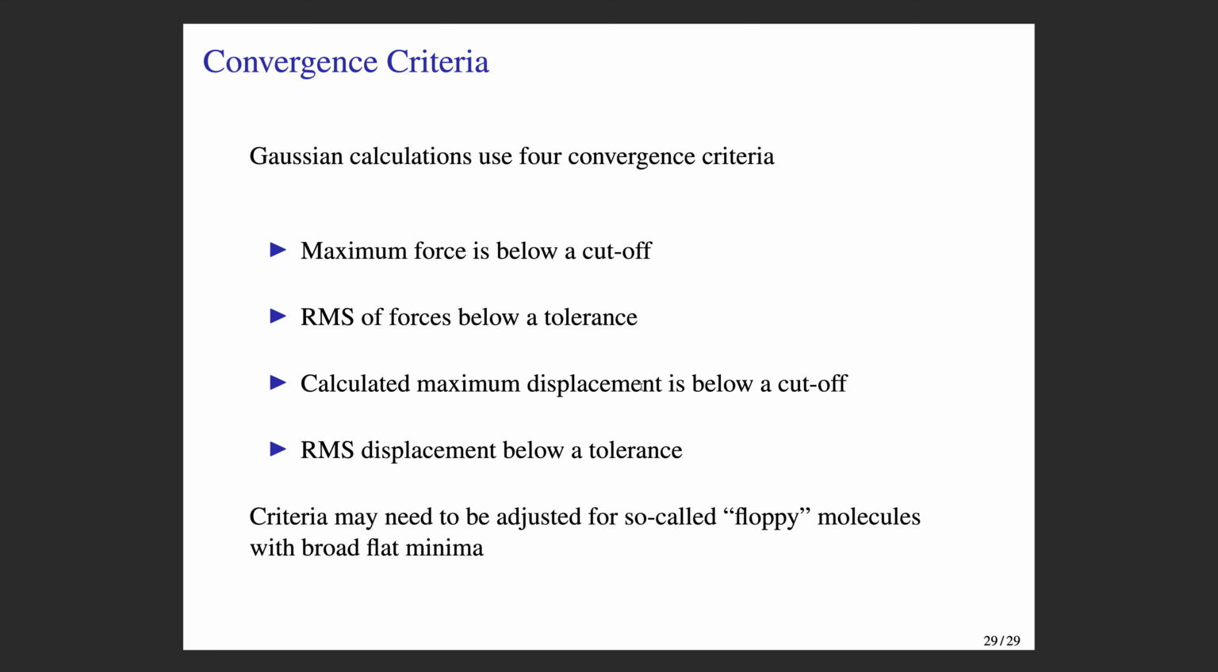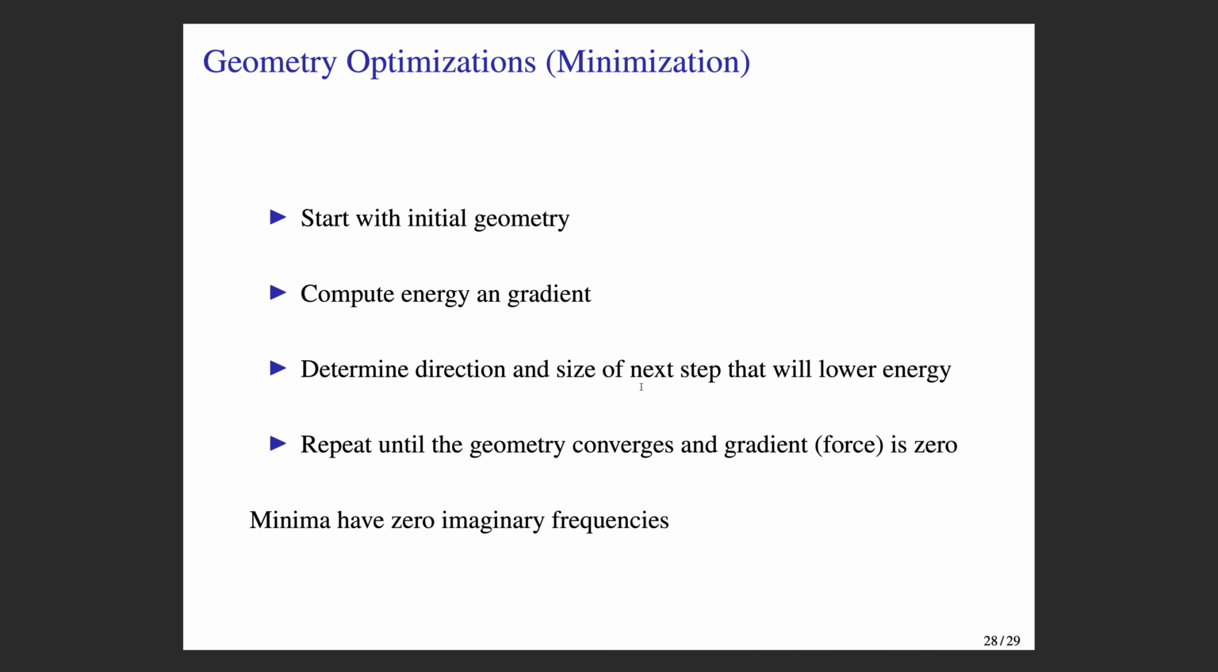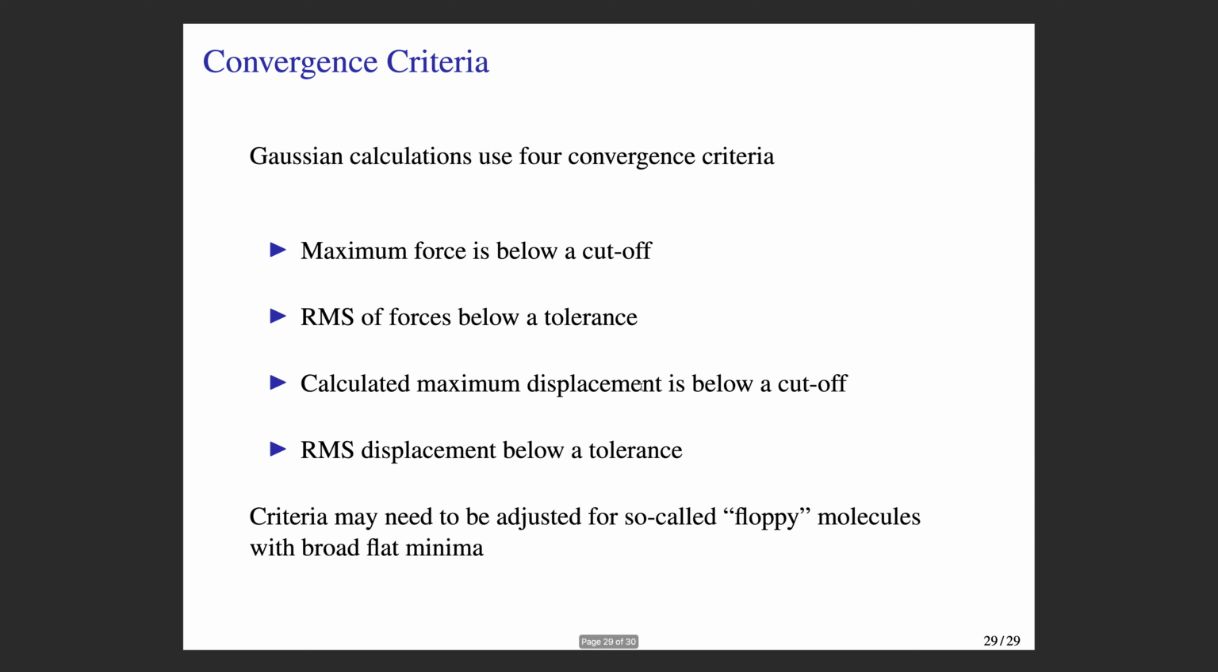The step that is calculated, so when Gaussian determines what direction and size of a step for changing the geometry it will use, those steps must be below a certain cutoff. So the molecule shouldn't be changing too much. The algorithm should not be predicting the structure to change too much between steps. Likewise, the root mean square of the displacements of the atoms must also be below a certain tolerance. And those cutoffs and tolerances can be controlled in the input file, although it's best to start with the default parameters because they've been chosen wisely.